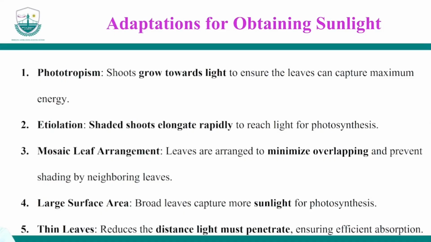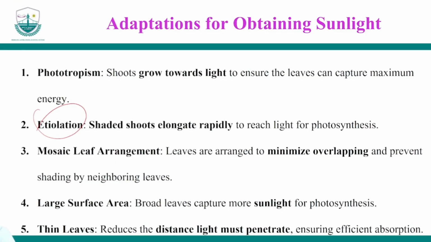Etiolation is if you have a plant that is growing under the shade, it means that it does not get exposed to sunlight, and that's a problem. So what these plants do is that the shoot grows or elongates very rapidly such that it can reach where there is light. So that is what you call etiolation.